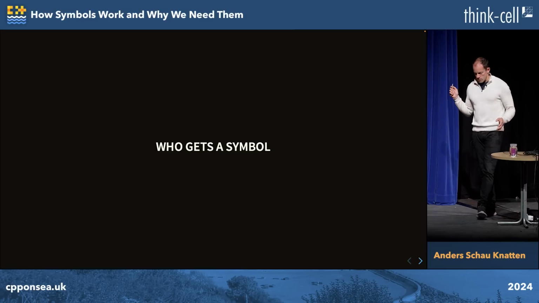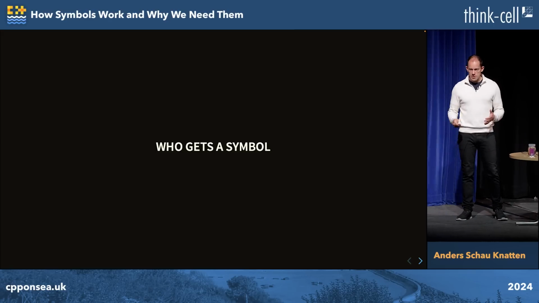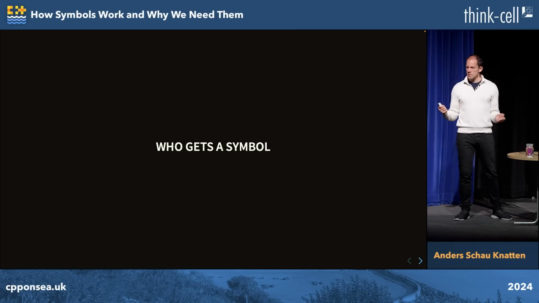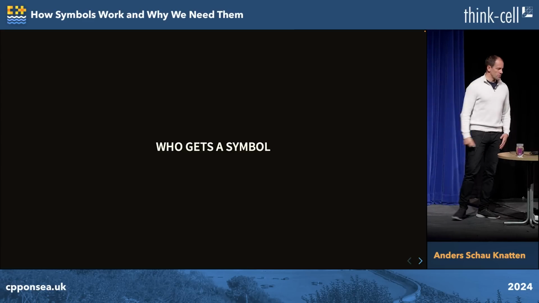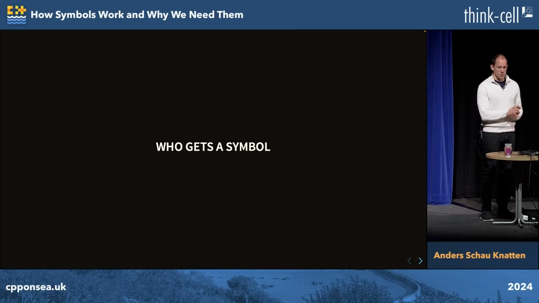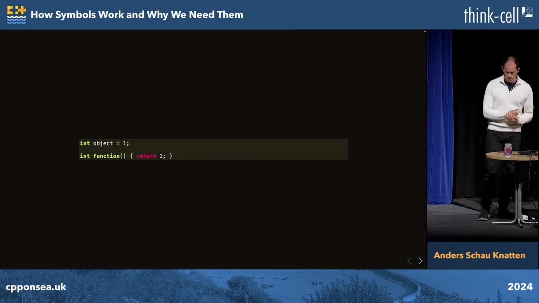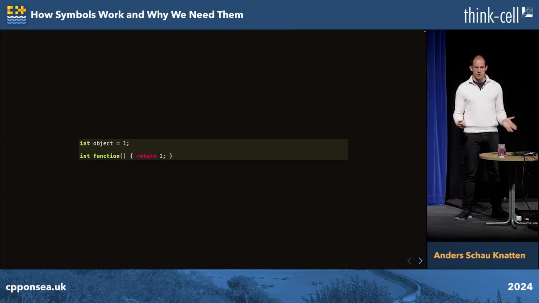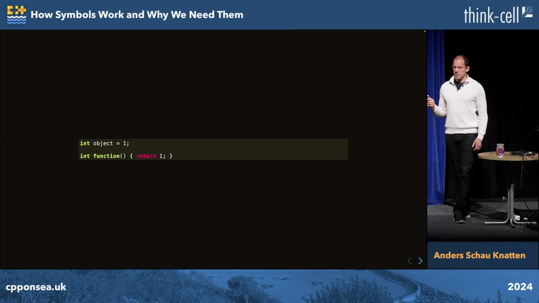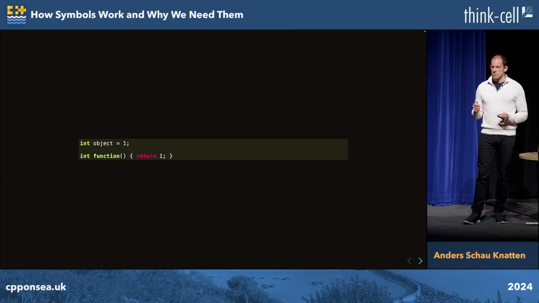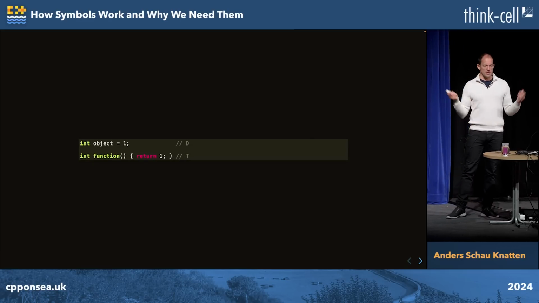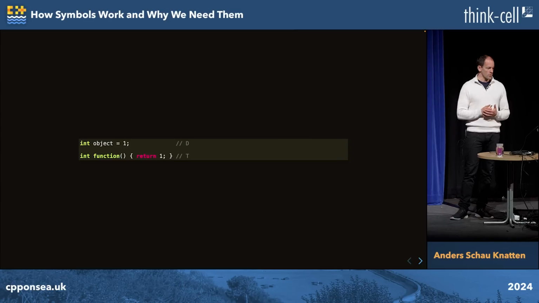So now we have seen why we need symbols, how they work, and what you can do with them. But we haven't really talked about who gets a symbol, like which things in my program actually need symbols. So let's finish off the talk with a little game of who gets a symbol. So here's the first question. I have a global variable and a normal function. So which of these things get a symbol? Both? Yeah, I get a data symbol for the data and a text symbol for the function.